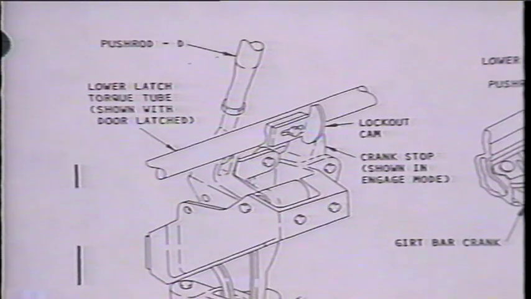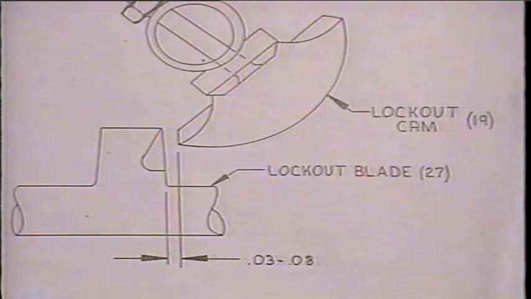To adjust, loosen the attach bolt and adjust the lockout cam forward or aft on the serrated plate on the lower latch torque tube. Finger tighten the bolt until the final adjustment is made. Check the gap between the lockout blade and the lockout cam. The required gap should be from 3 to 8/100ths. If the gap exceeds this limit, replace the lockout cam with the optional cam.